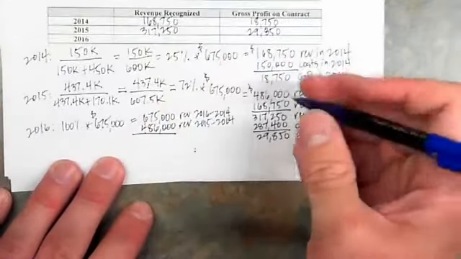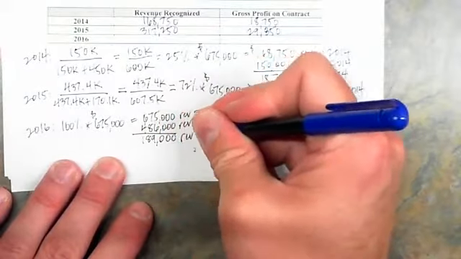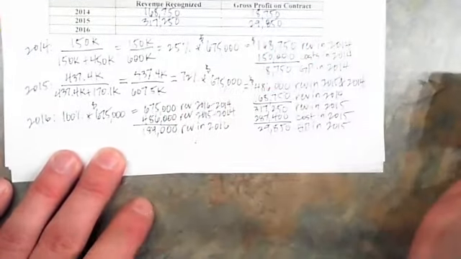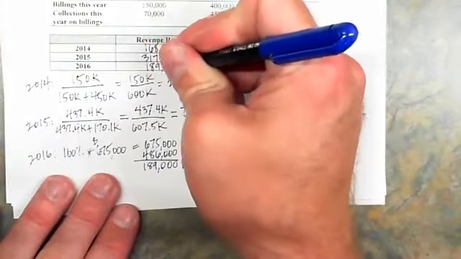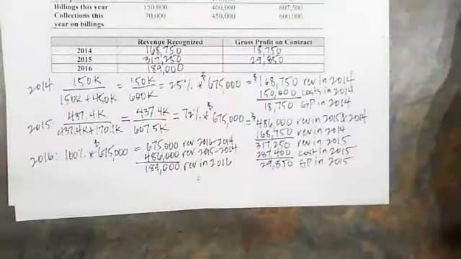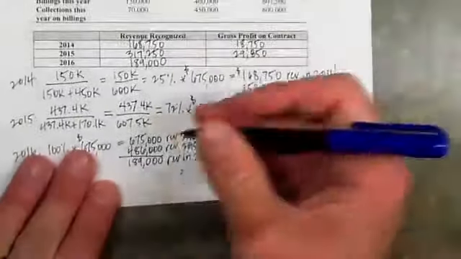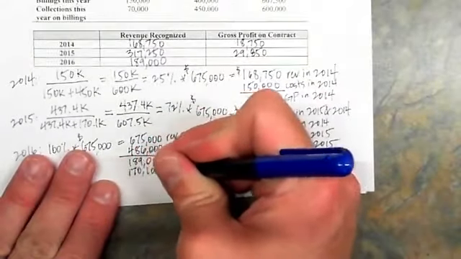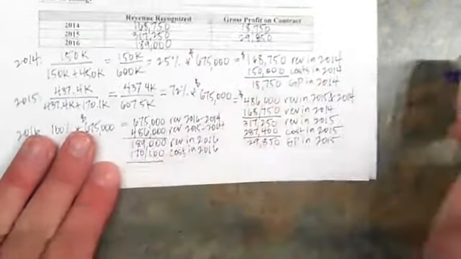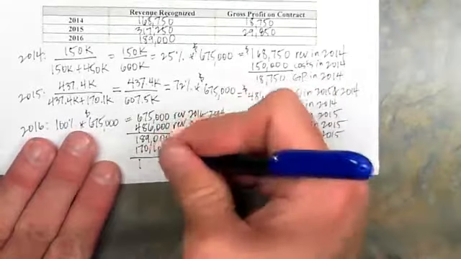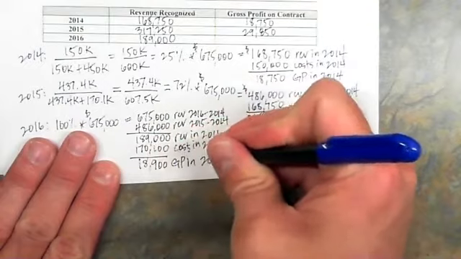That just leaves me with the revenue that I would recognize in 2016, $189,000. And then again, subtract off the current year's costs to get gross profit, $170,100. And that gives me $18,900 of gross profit in 2016.